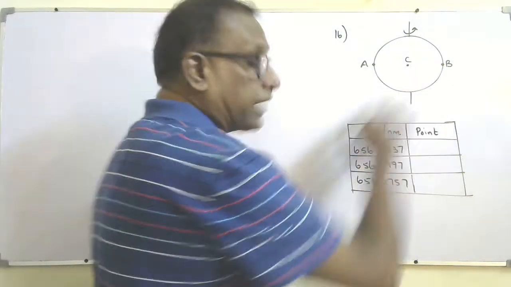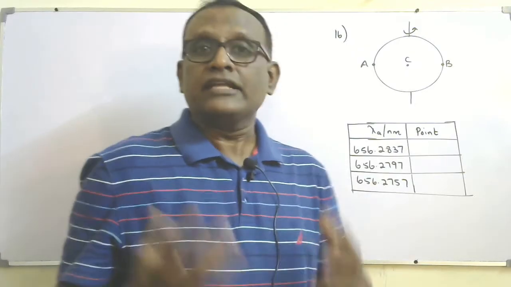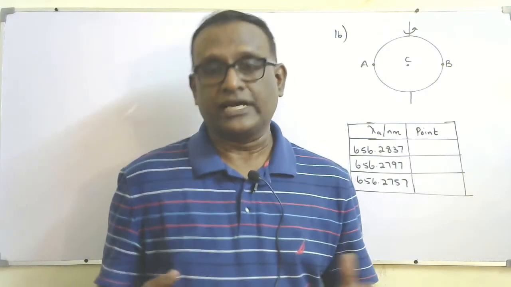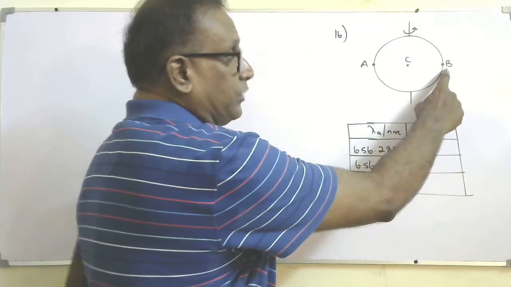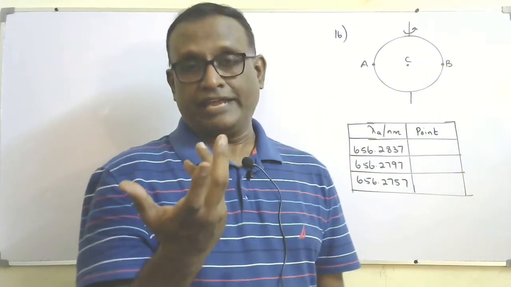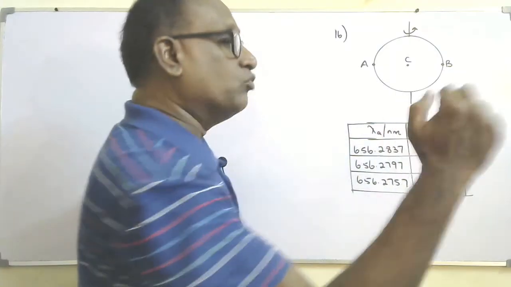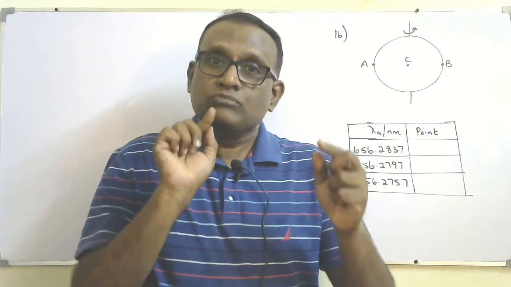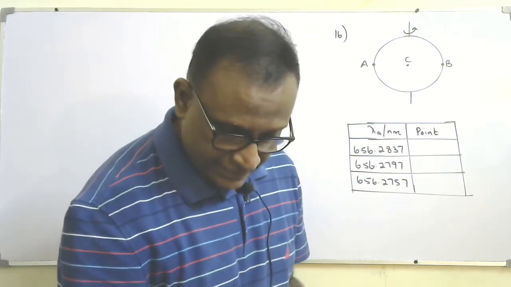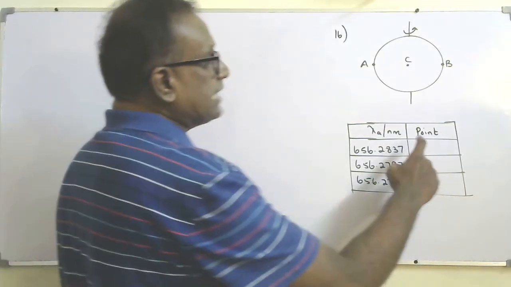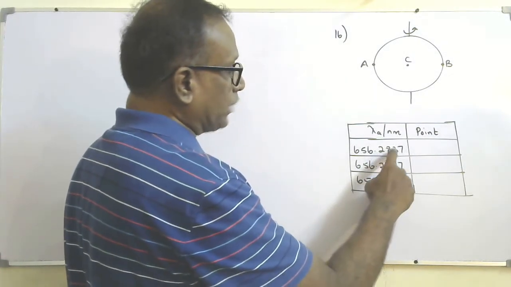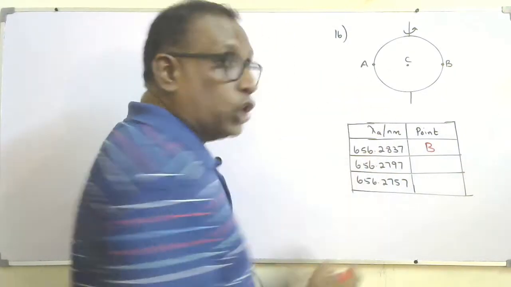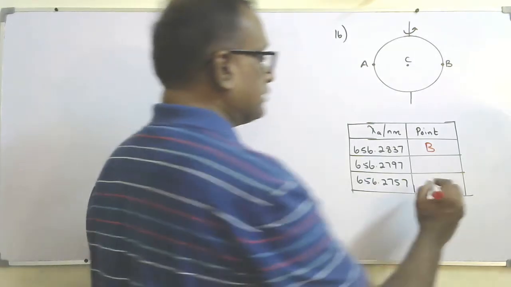So according to the Doppler effect, for light from the same hydrogen alpha spectrum, we will receive a larger wavelength from B, since B is moving away from us. A will have a lower wavelength because it's moving towards us. So here, this point has the largest wavelength, 656.2837, so this should be B. Now, this one is the lowest because it's moving towards us, so this should be A.